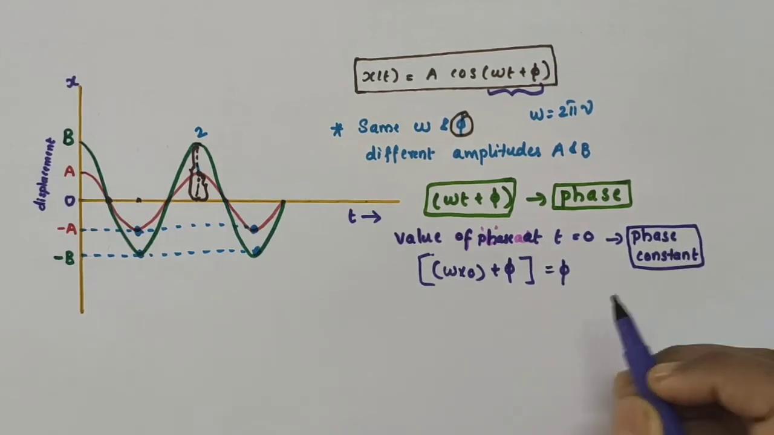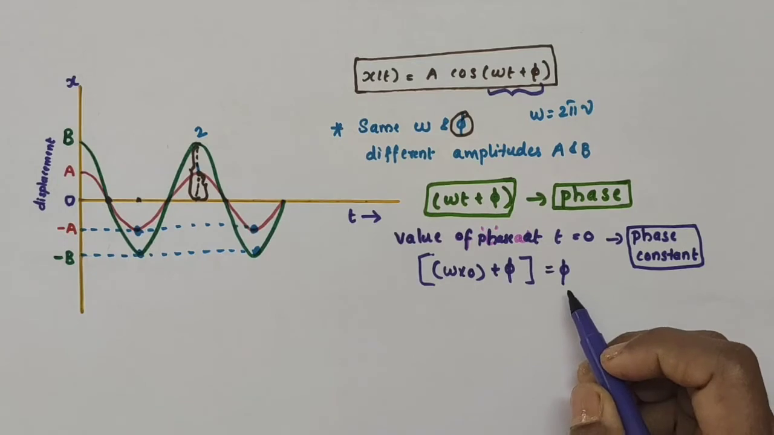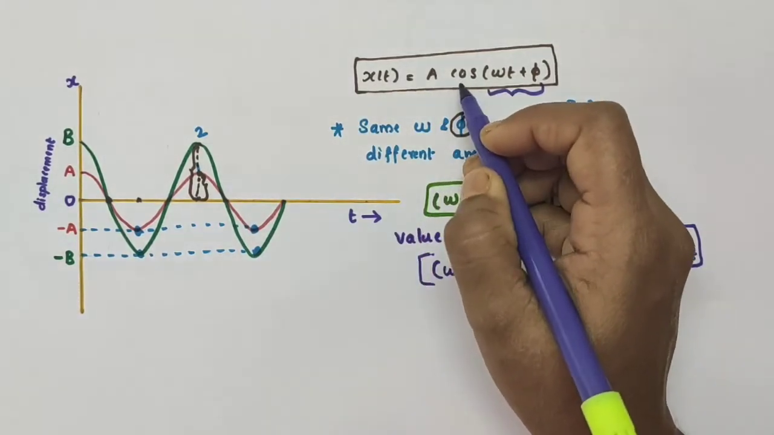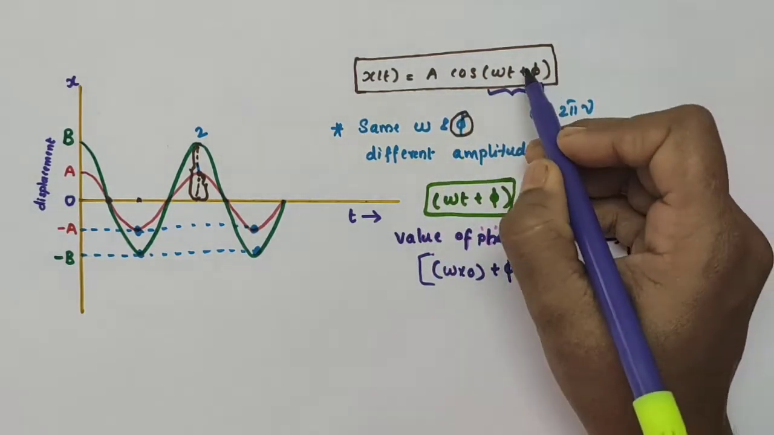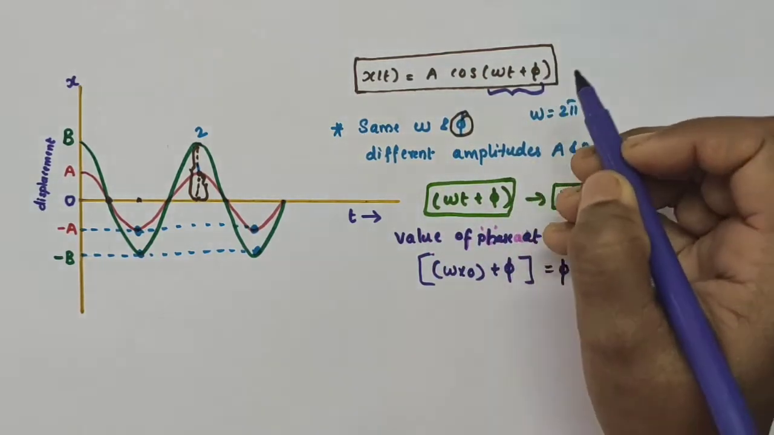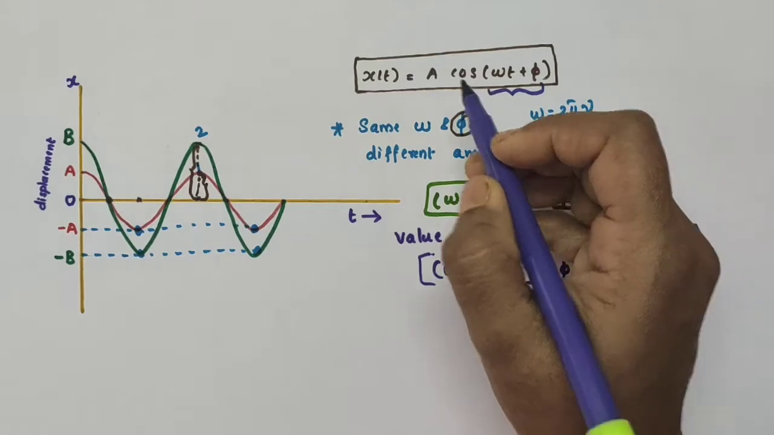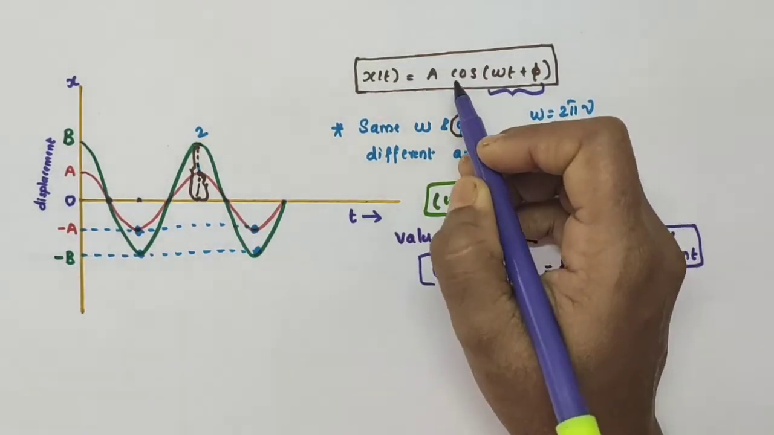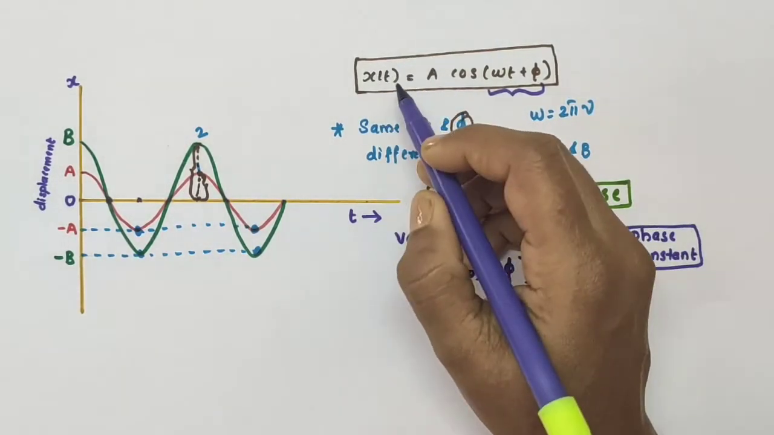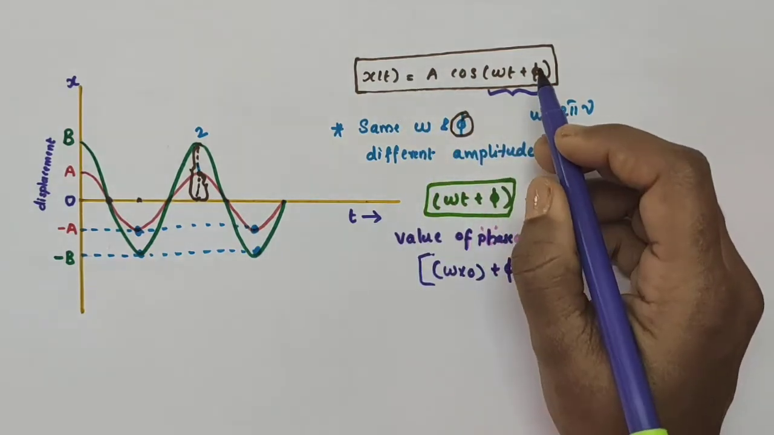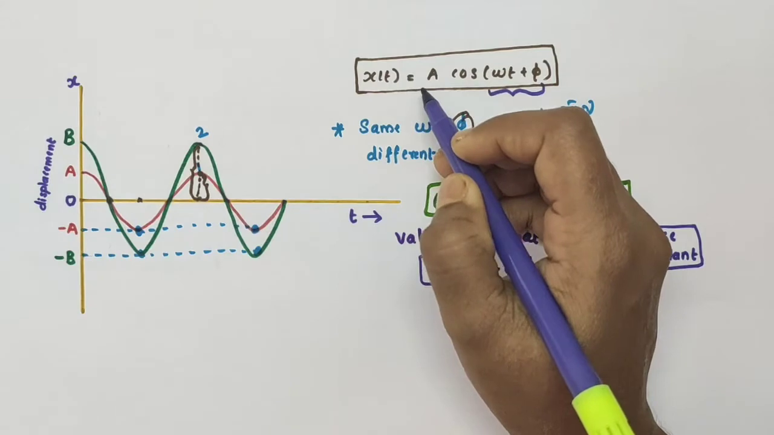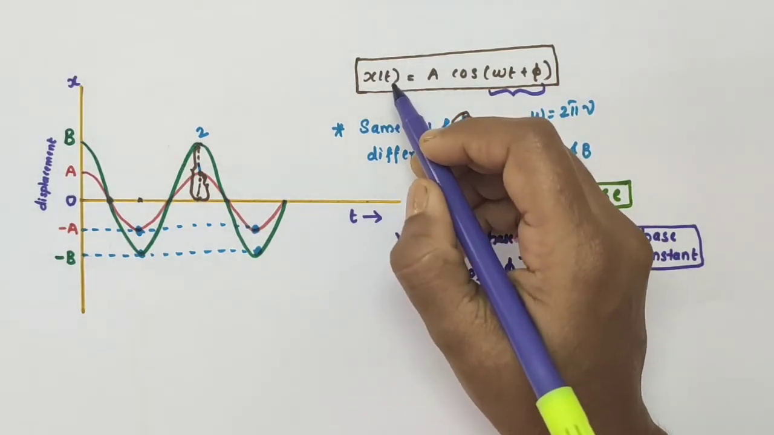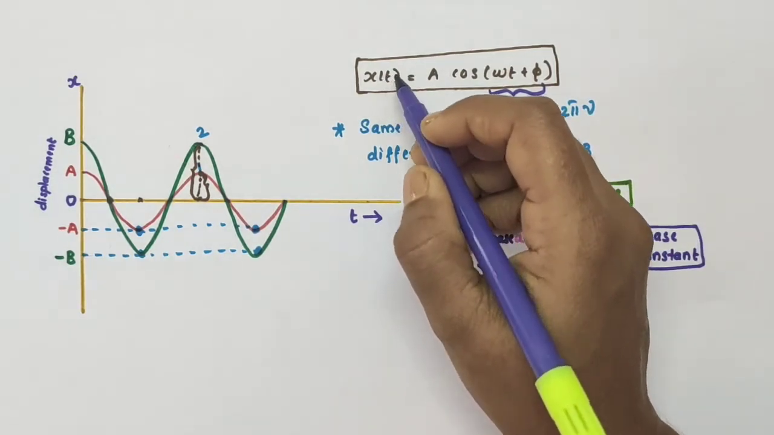So the value of phase at t equal to 0, that is phi, is called the phase constant or phase angle. Now by using this expression, if the amplitude A is known to us, then the phase constant phi can be determined from the displacement at t equal to 0. Just put t as 0.